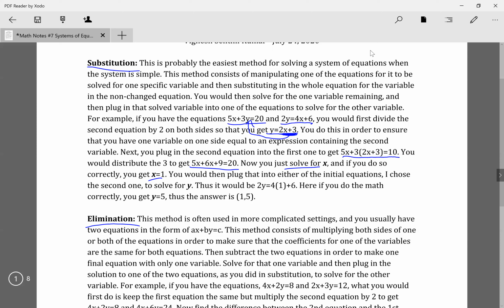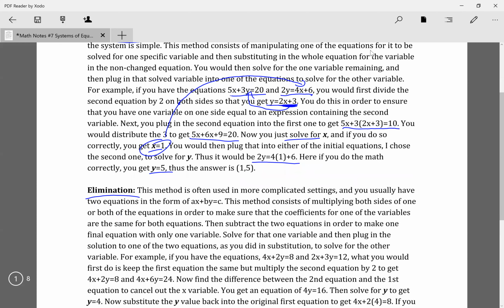Then you plug this x equals 1 back into one of the equations. You can use either equation, but I'm doing it this way because I think this one's simpler. Plug 1 back in there and do the math, and if you do it correctly, you get y equals 5. So the answer in ordered pair format is 1 comma 5.